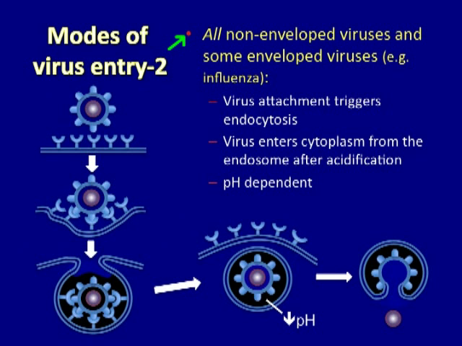However, all non-enveloped viruses, and some of the enveloped viruses as well, enter the cell by inducing endocytosis. In this case, the virus, after it attaches to its receptor, induces the cell to take it up in an endosome, and typically acidification takes place, which may in some cases be the trigger that allows the virus to fuse with the endosomal membrane and then release the nucleocapsid into the cytoplasm.